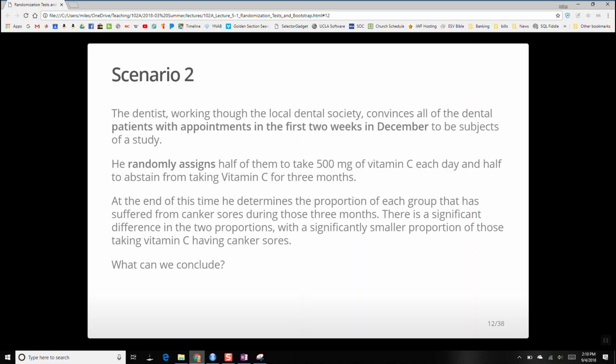Okay, scenario 2, we take all those patients with appointments in the first 2 weeks of December to be part of a study. Then we randomly assign people and we say, some of you are going to take vitamin C every day. Some of you are not going to take vitamin C. Then at the end of the study, we take a look at their canker sores and we find there is a difference in the proportions. Okay, so what's the difference here? And what kind of conclusion can we make now?